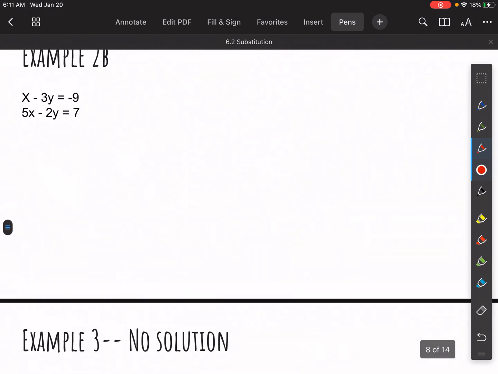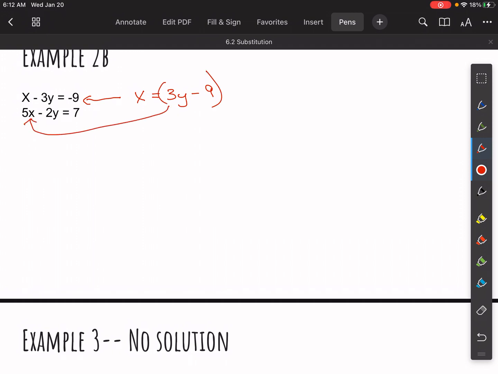Okay, 2b, I'm going to let you guys do 2b out on your own. When you work 2b out, what I would recommend is start here and solve for x. Maybe I'll just show you that and have you guys finish it. If I solve that for x, I need to add 3y to both sides. So I'm going to be left with x is equal to 3y minus 9. Now I can take that, put it into this one for x, and solve. When you do this, you should be getting (3, 4).